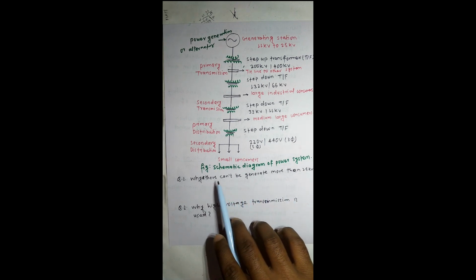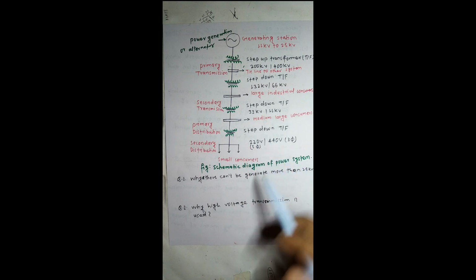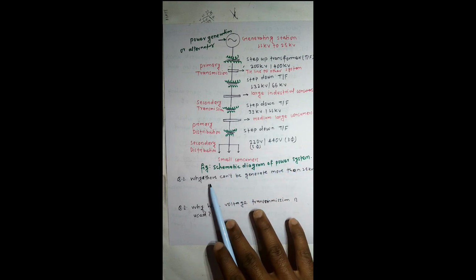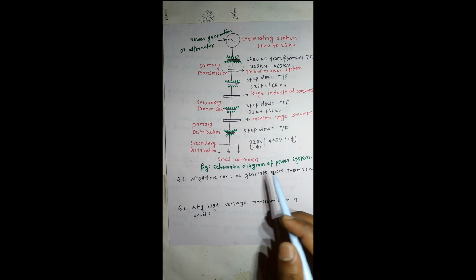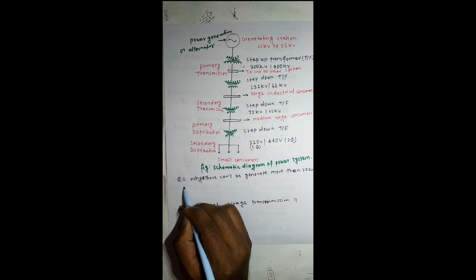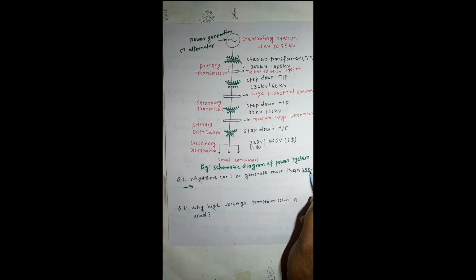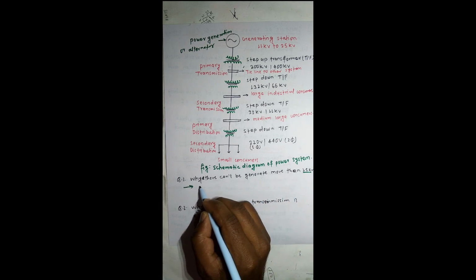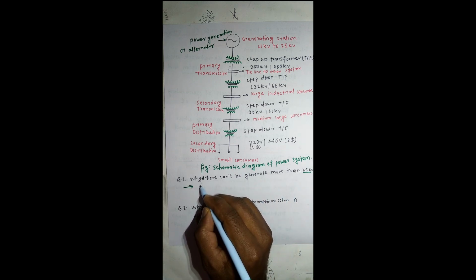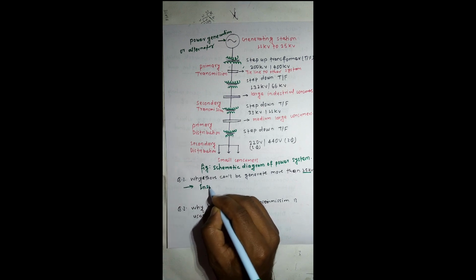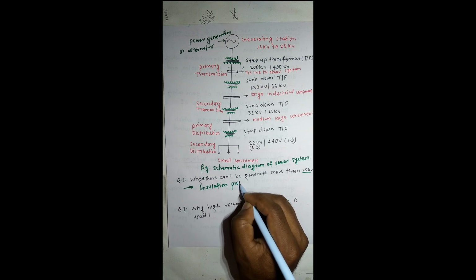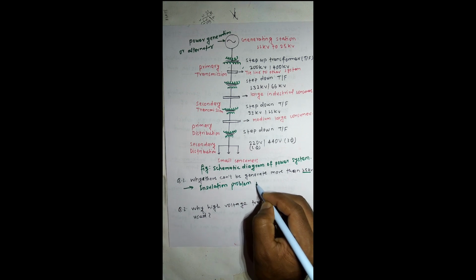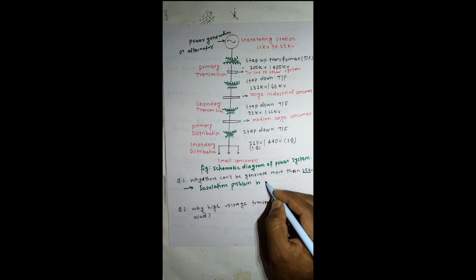Now let's cover some questions related to this topic. Question number 1: why can't we generate more than 25 kilovolt? If we generate more than 25 kilovolt, what will happen? There may be an insulation problem in the alternator.